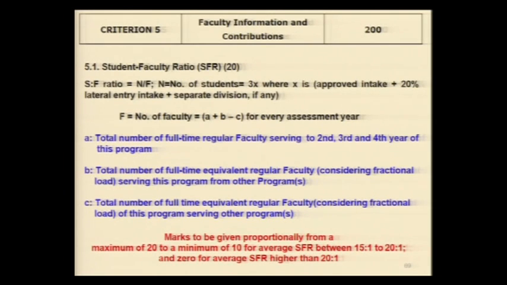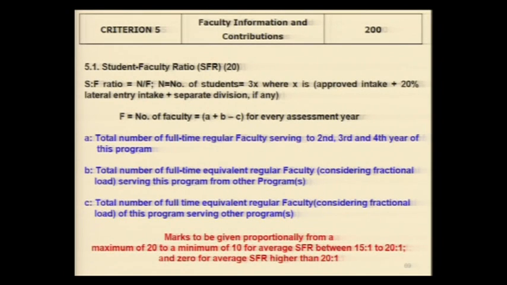Approved intake plus 20% of lateral entry intake, which typically means diploma holders, and the separate division which AICTE is permitting nowadays, BSc students and other set of students to take admission directly in the second year. So because these are second year students, whatever numbers we get based on the approved intake will come here, multiplied by 3 will give the total number of students in that program.